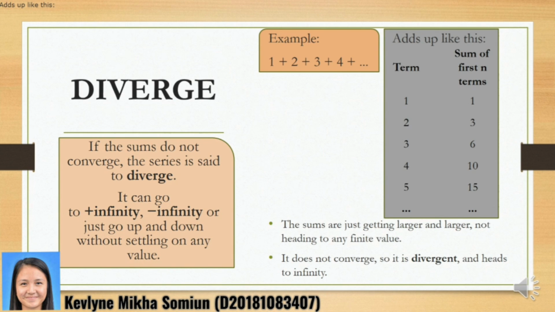For divergence, if the sums do not converge, the series is said to diverge. It can go to positive infinity, negative infinity, or just go up and down without settling on any value. Based on the example at the top right of this slide, the sums are just getting larger and larger, not heading to any finite value. It does not converge, so it is divergent and heads to infinity.